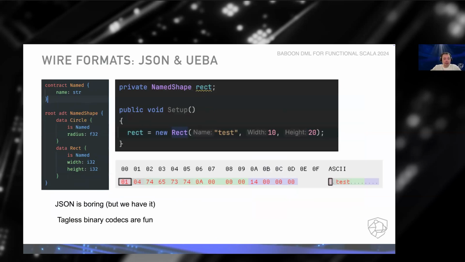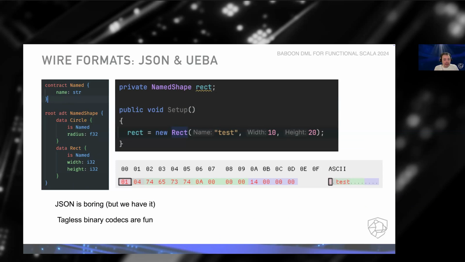Apart from the conversions, Baboon also generates codecs for two serialization formats. The first one is JSON, and there is nothing to discuss about it. It's just boring. The other format is a custom tagless binary format, which we call UIBA, or ultra-efficient binary aggregates. UIBA does not contain any metadata unless it's strictly necessary. UIBA blobs are just pure data in binary form. The only exceptions are prefix length encoding for variable length data types like arrays and strings, and our exception is branch tag for algebraic data types.